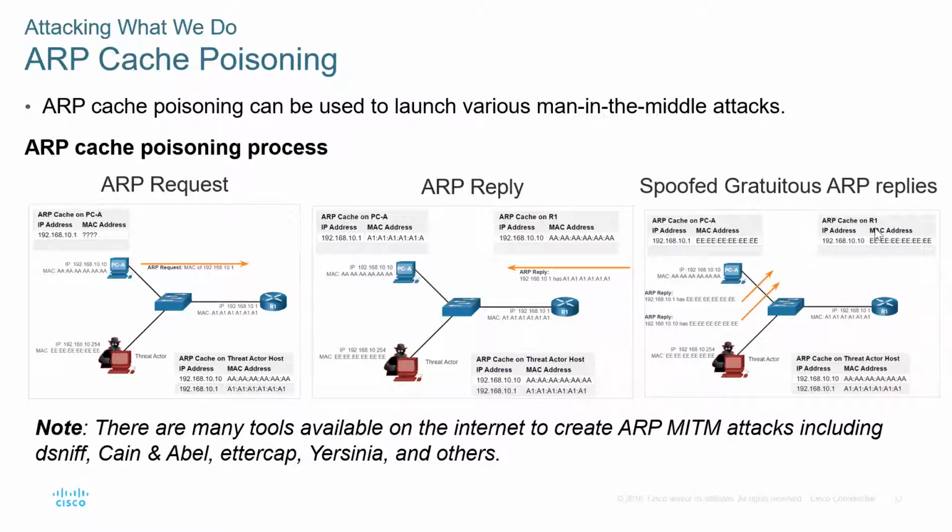If you look up here at the ARP cache on R1, note that it thinks, as well as the ARP cache on PCA, that in order to get to that traffic, they have to send all of it over to the threat actor. There are many tools to create this. There's one called DNSniff, Cain and Abel is popular on Windows, as well as Ettercap, Yersinia, and others.